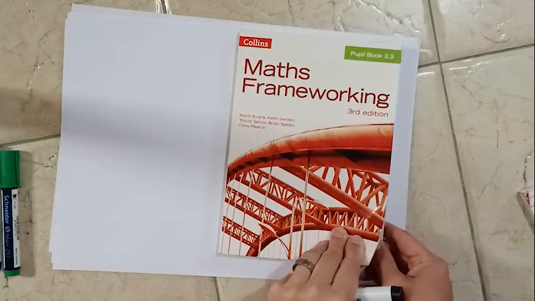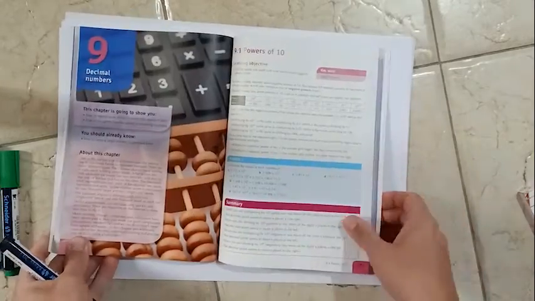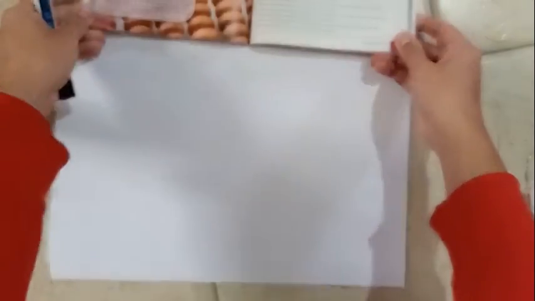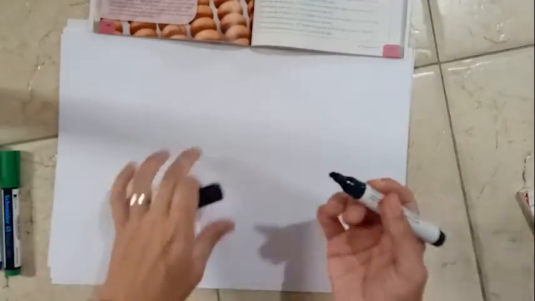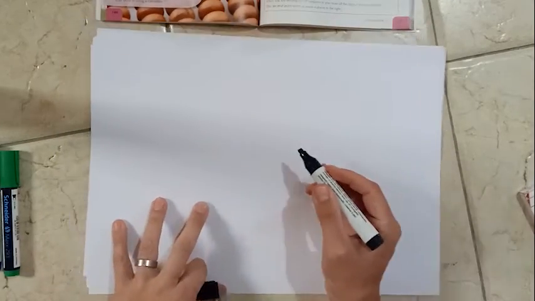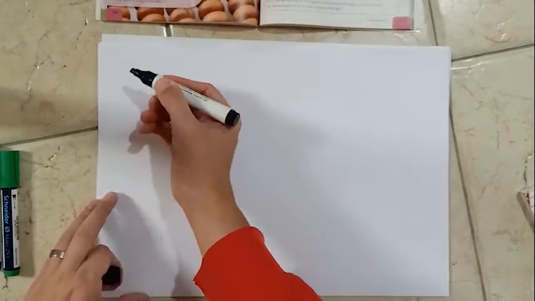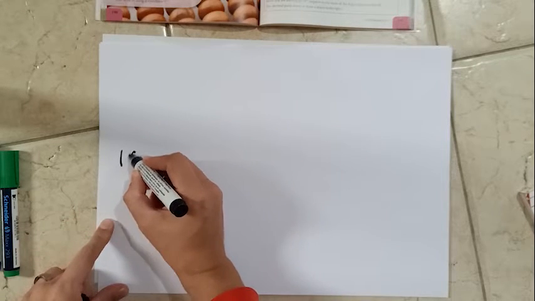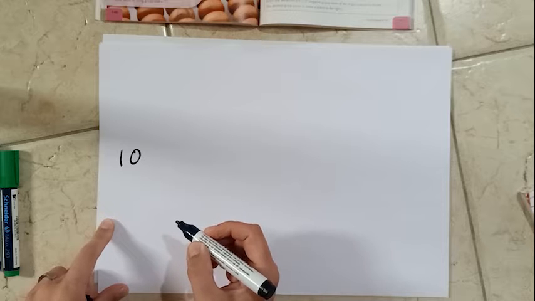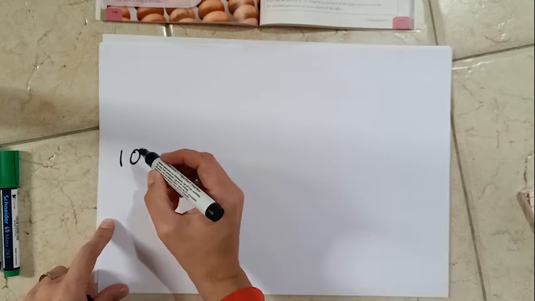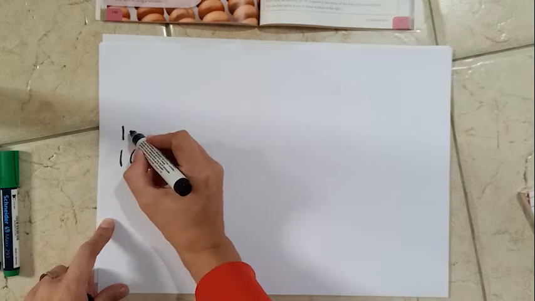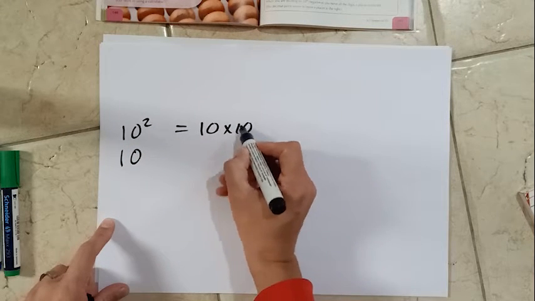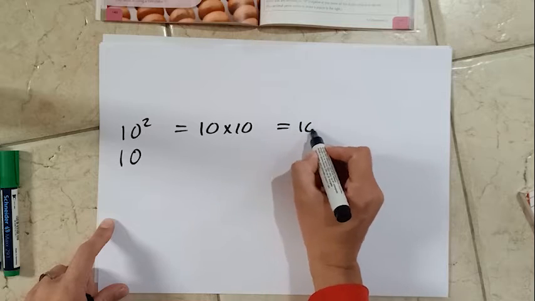Maths Frameworking, book 3.3, chapter 9, 9.1, powers of 10. You should be familiar with the idea of what a power is. So if I'm going to put in here 10, and then here I'm going to put 10 squared, which is equal to 10 times 10, which is equal to 100.